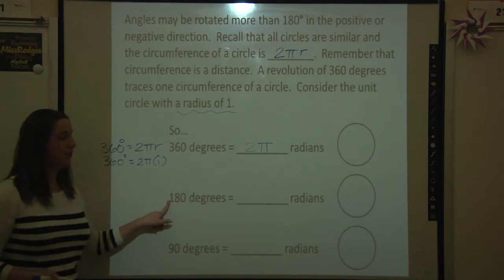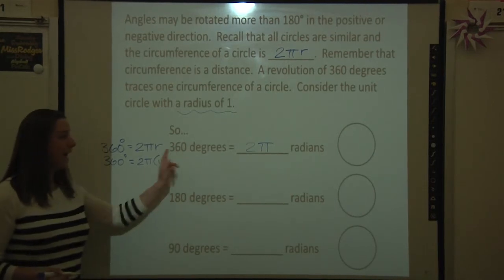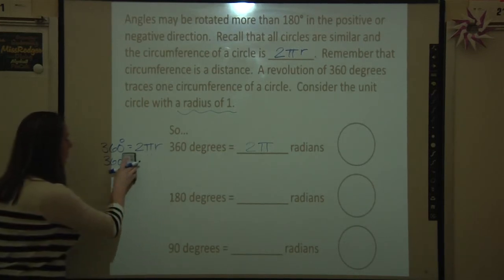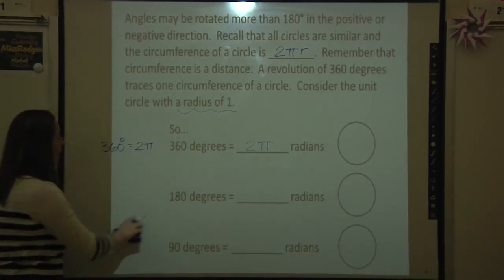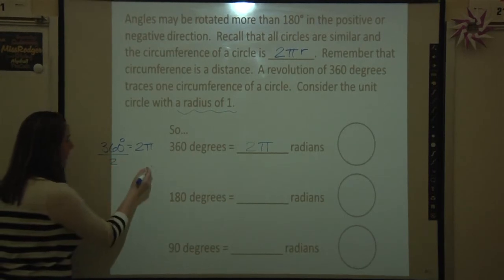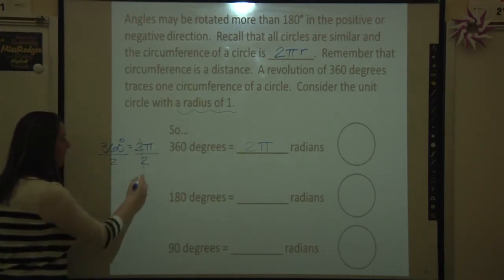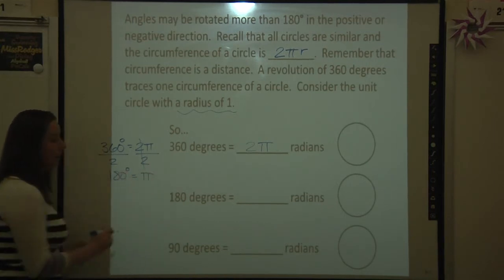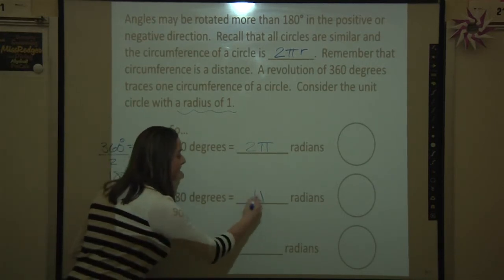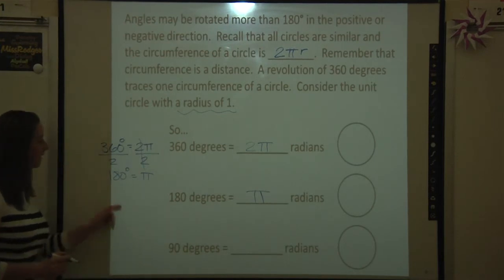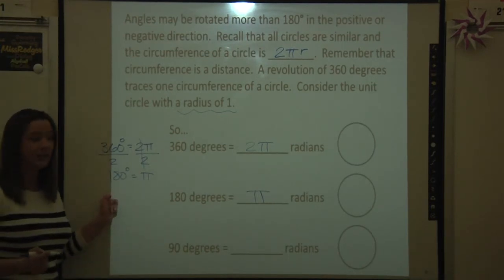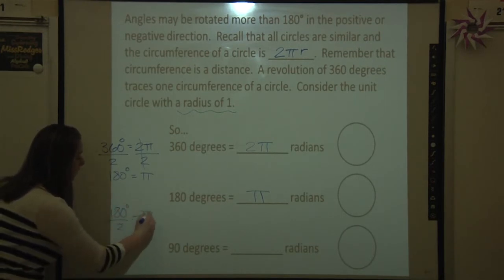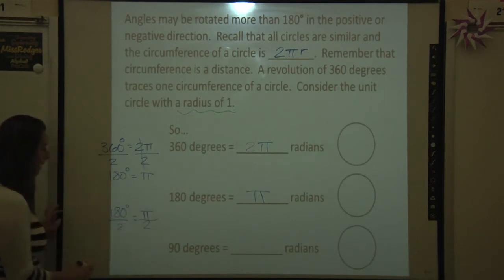If I think about 180 degrees, this is going to be half of 360 degrees. So if I take my original idea and I divide this in half, whatever I do to one side, I must do to the other, I'm going to get 180 degrees equaling pi radians specifically. And for my last one, if I take 180 degrees and I divide this in half, this is going to equal pi over 2.